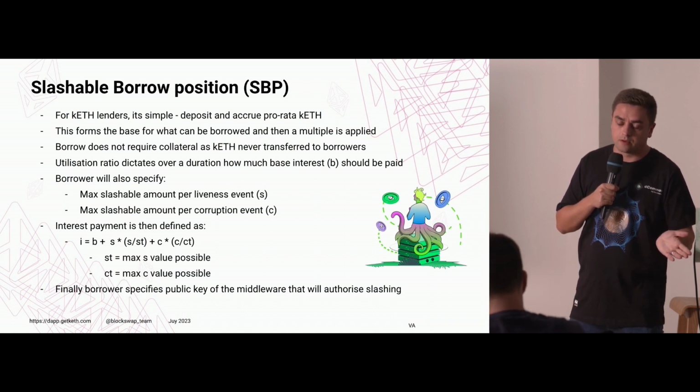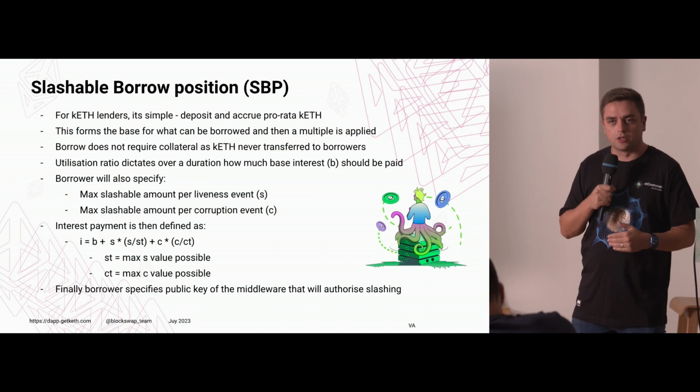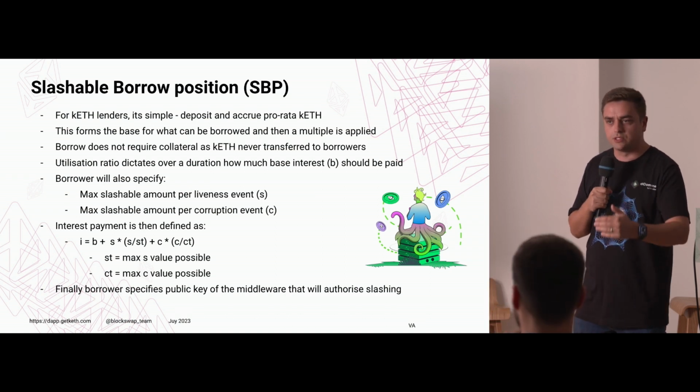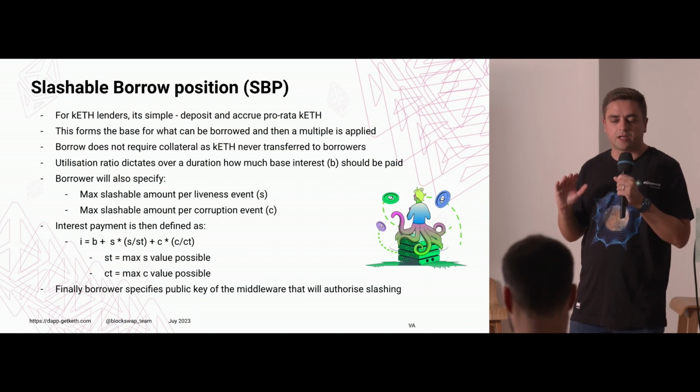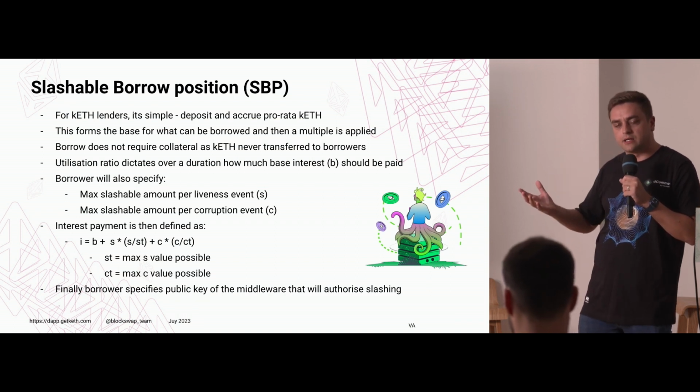How much capital is being utilized at the moment. So the higher the utility, the higher the interest rate that borrowers are going to have to pay. So that forms your base interest payment.